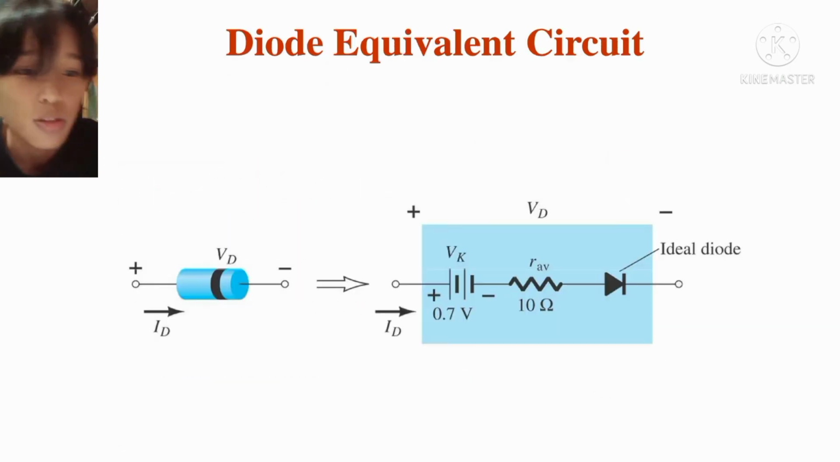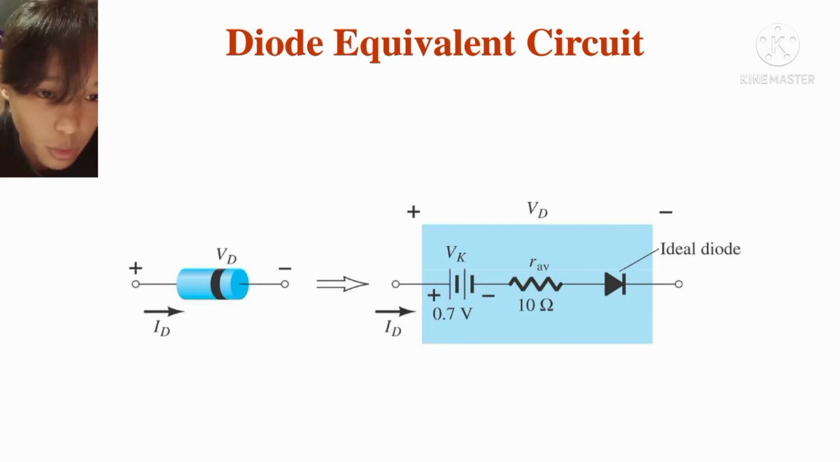Now, the diode equivalent circuit. It is the combination of elements like resistor, capacitor, and conductor, properly chosen to best represent the actual characteristics of a device in a particular operating region. Here we can see that there is a voltage source, a resistor, and the ideal diode.